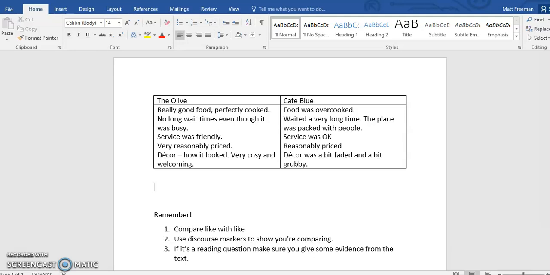But you might not be that lucky in the exam. You might not necessarily be able to think in these terms. So we can compare food with food, can't we? We can compare no long wait times with waited a very long time. Service, yeah, we compare that. We can compare the price as well, and the decor. However, we wouldn't necessarily compare the decor with the food being overcooked. So you wouldn't have this sort of sentence, for instance.